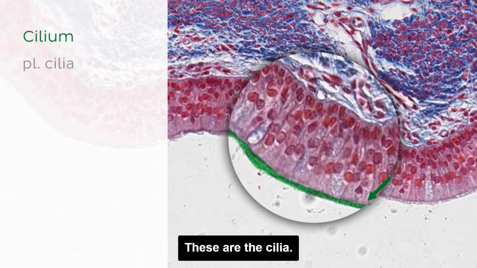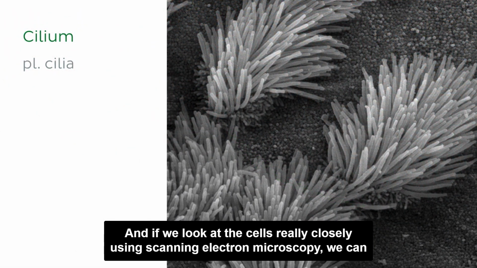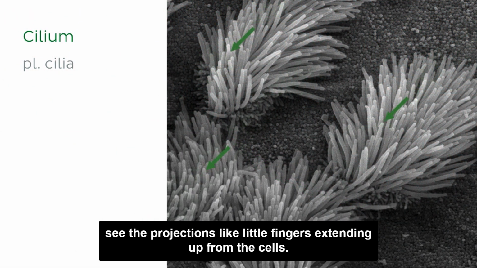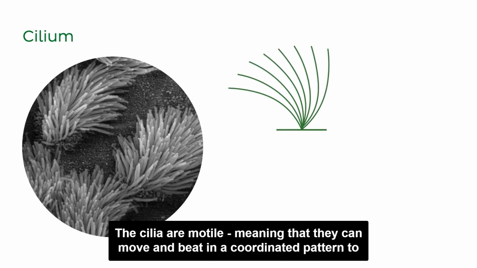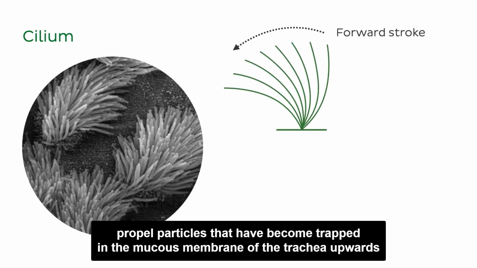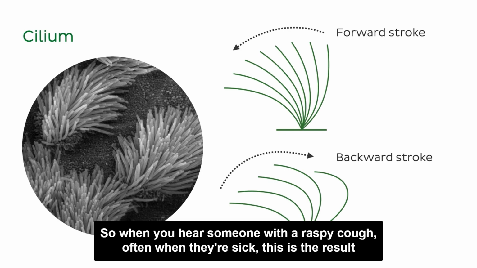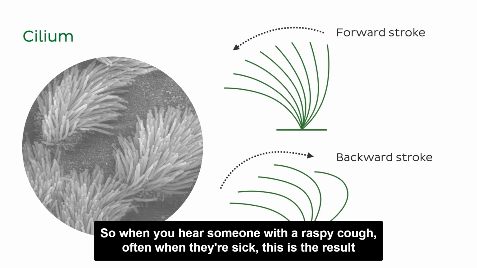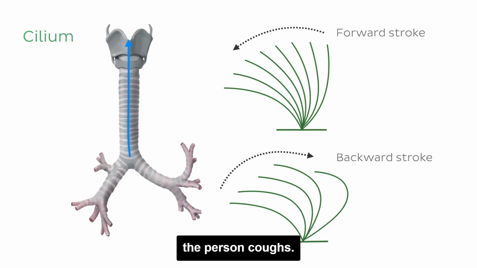These are the cilia. And if we look at the cells really closely, using scanning electron microscopy, we can see the projections like little fingers extending up from the cells. The cilia are motile, meaning that they can move and beat in a coordinated pattern to propel particles that have become trapped in the mucous membrane of the trachea upwards to be expelled. So when you hear someone with a raspy cough, often when they're sick, this is the result of particles being pushed towards the pharynx so they can be removed from the trachea when the person coughs.